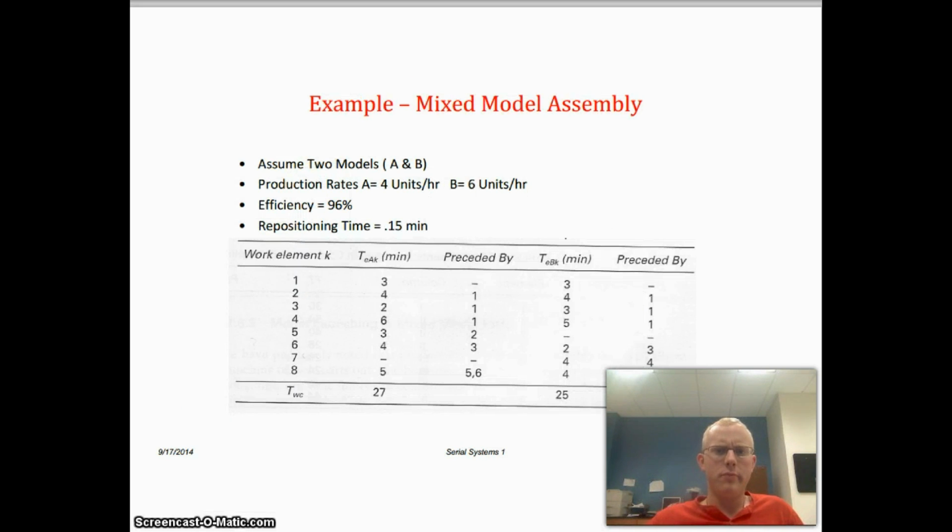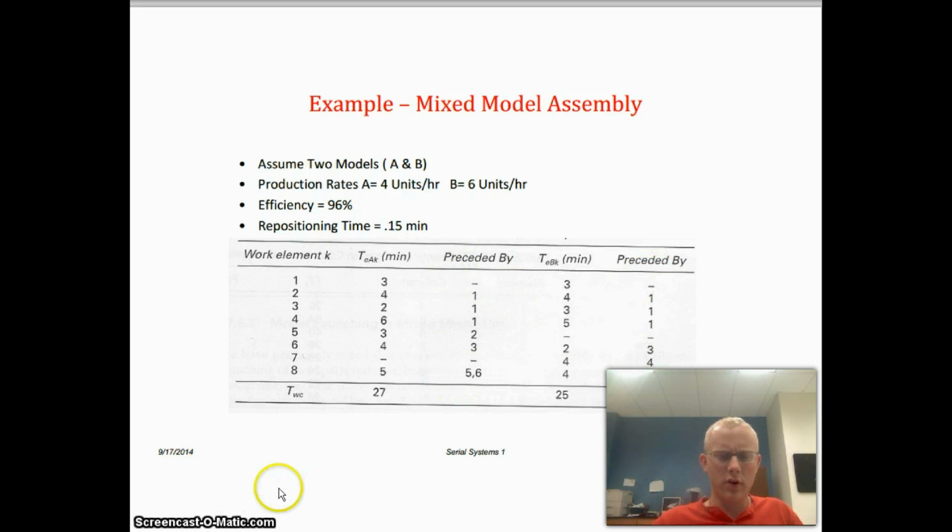Next, we're going to talk about mixed model assembly, and this is the idea of producing two different parts that are moderately similar on the same line. And so you can see here that they have similar work elements that need to be done for each of the two parts, and then the designated time that each of these work elements requires from the individual parts. And you can also see the precedence constraints for both.